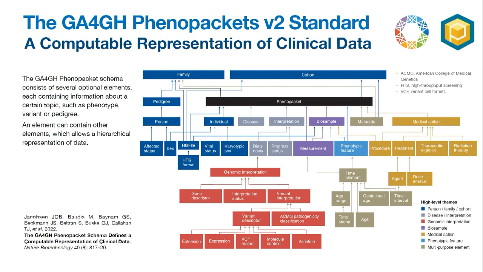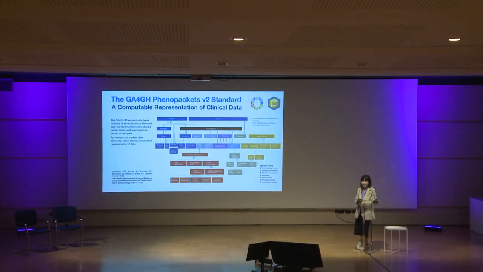What are Phenopackets? We all know that a lot of data repositories, including NCBI GEO, contain a large amount of metadata and annotation data, which is frequently stored in semi-structured documents accessible through the resource's API. So Phenopackets was also developed by GA4GH, which is a data exchange format bundling biological, medical, and genomic core data of a subject or sample. And the GA4GH Phenopackets schema consists of several optional elements. Each contains information about a certain topic, like phenotype, variant, and so on.